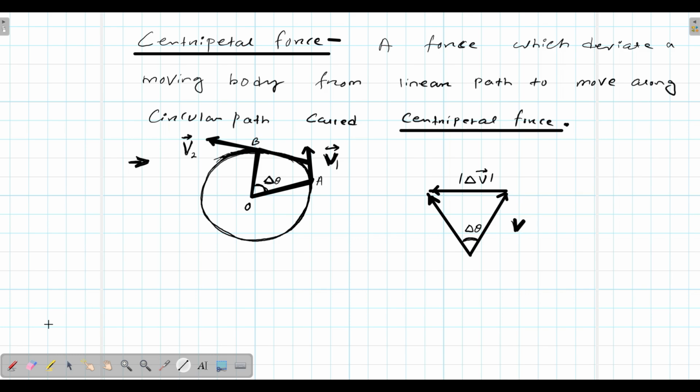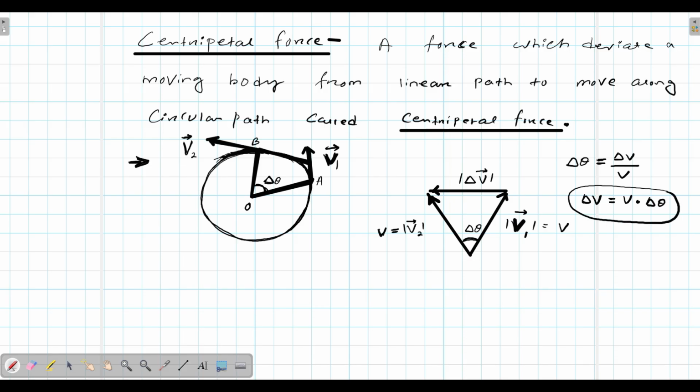So |V1| equals V, and |V2| equals V. So delta theta equals delta V by V. Delta V equals V into delta theta.